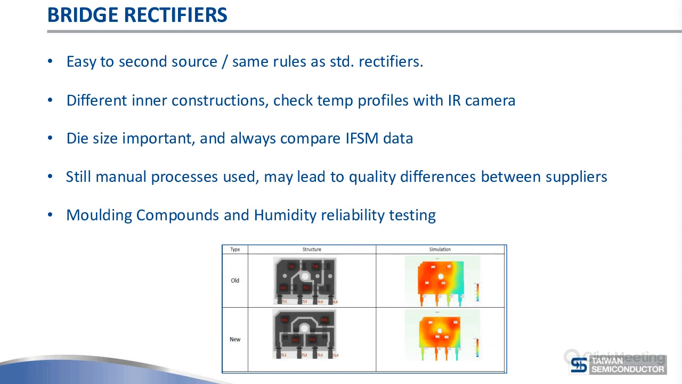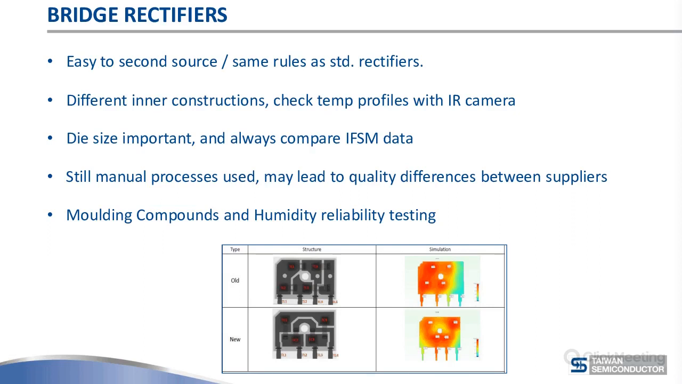Here with bridge rectifiers, there's also a price war going on. So die size is very important. It's very important to compare the die size. A lot of them are heat sinked, so people say, we can shrink the die size 10% and nobody will notice. This can be noticed by comparing IFSM data, surge current data, and you still need to look at the pictures or take the IR camera out and actually measure your temperature. It's a manual process, so there may be quality differences between suppliers.